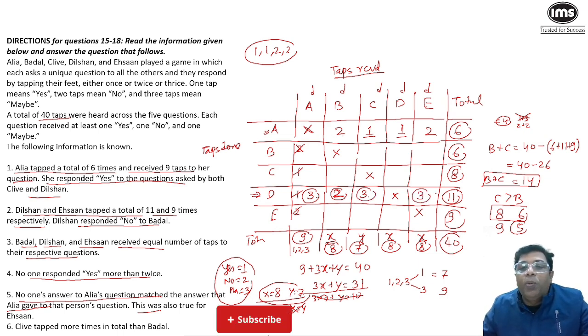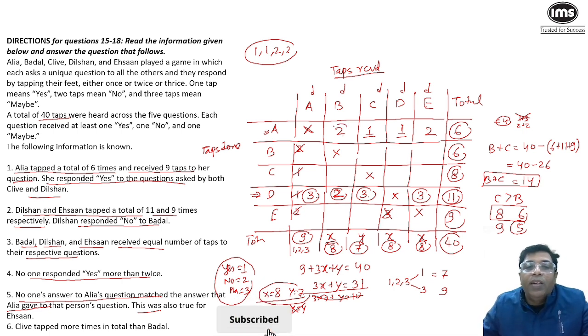Now since D responded to E's question by tapping thrice, E cannot respond by tapping thrice. So this value cannot be 3, right? Now for everyone, for every column, we have to take at least 1, 1, 1, 2 and 1, 3. Now analyze.